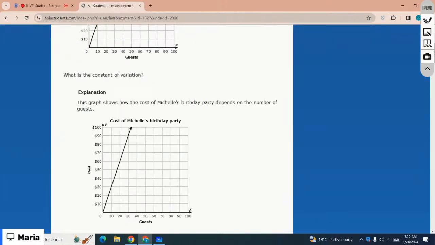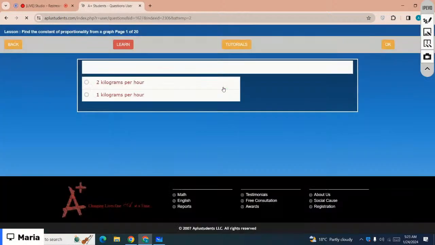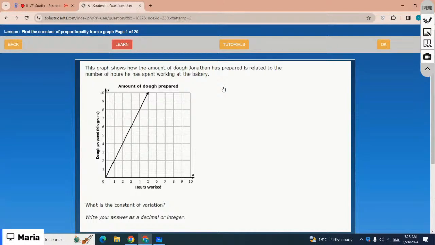Okay, let's just start with the practice questions. This graph shows how the amount of dough Jonathan has prepared is related to the number of hours he has spent working at the bakery. So here is the graph given. You have to calculate the constant of variation.